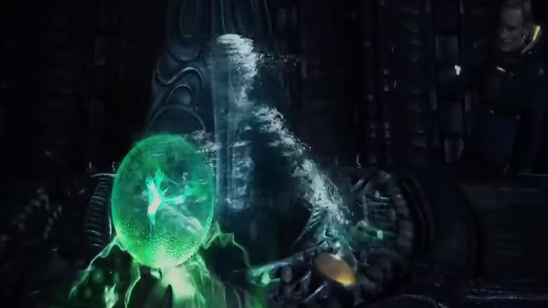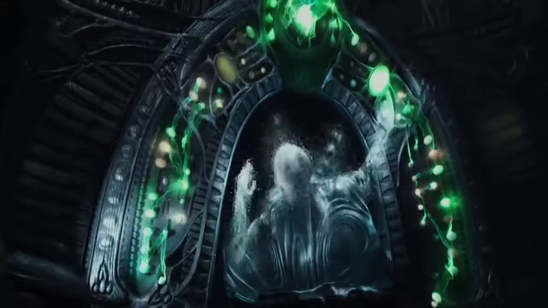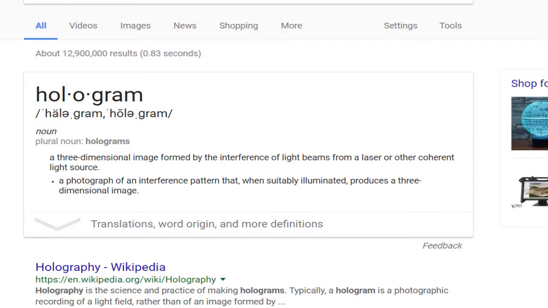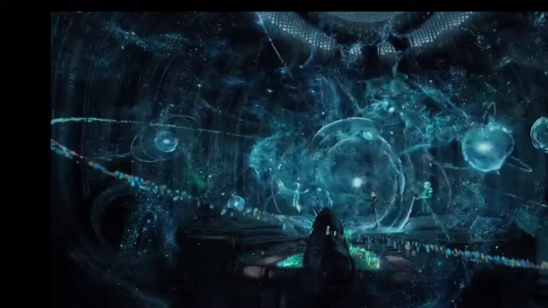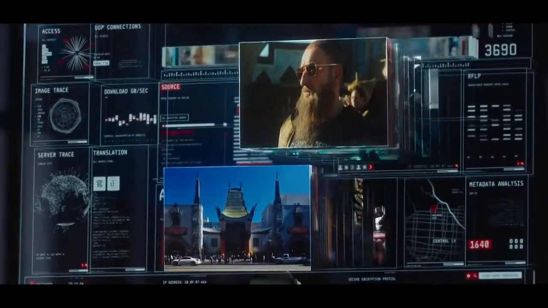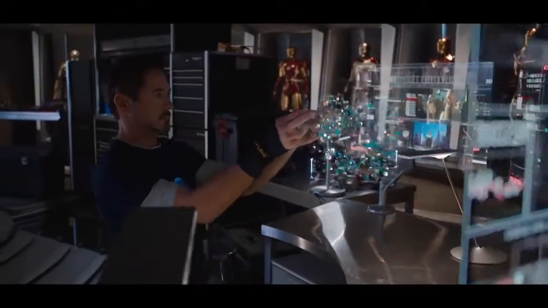We see holograms in practically everything, from movies to TV shows to sci-fi. By definition, a hologram is a three-dimensional image formed by the interference of light beams from a laser or other coherent light source. We chose this piece of technology to find out if they're attainable, reasonable, and similar to the movies.